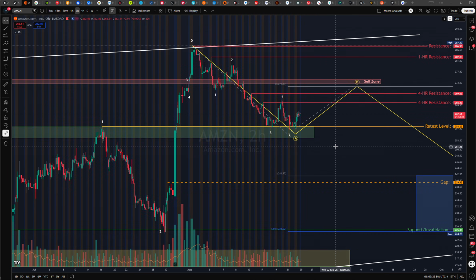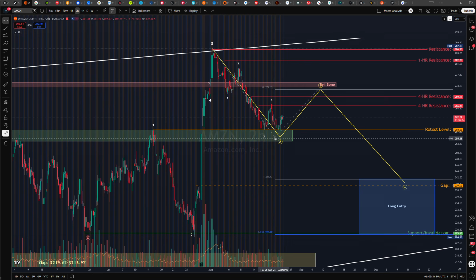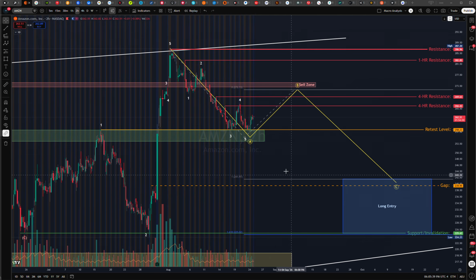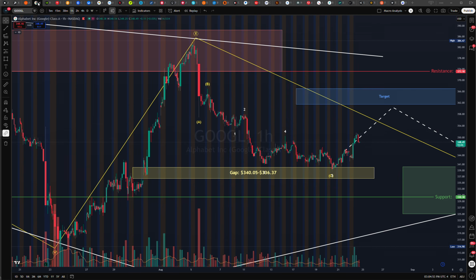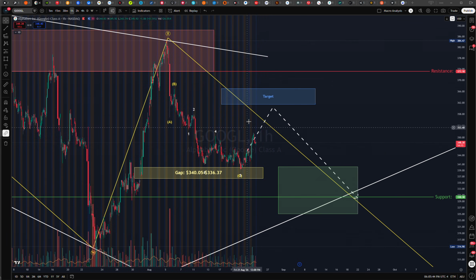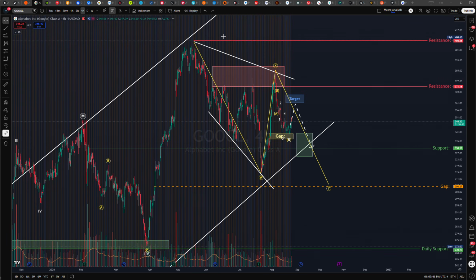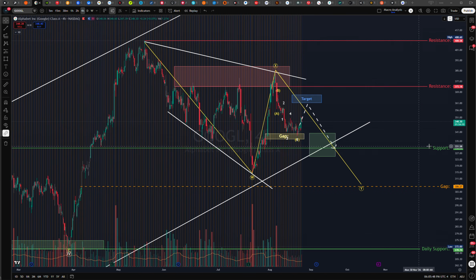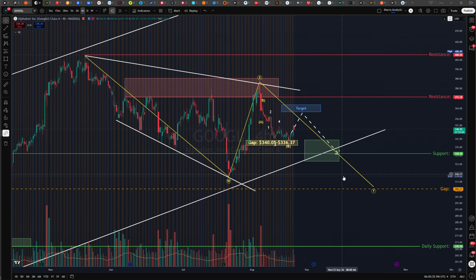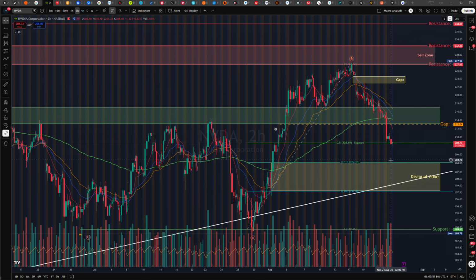Amazon, still think Amazon could do this. It's finding support here, the upside, then back to downside. So that's what I'm looking for. Google, still think Google could see this path here and more downside. This is what it will be. I'm still long Apple shares and Google shares. So it doesn't matter if it comes down. I'm just going to accumulate more. It's not like they're going bankrupt.